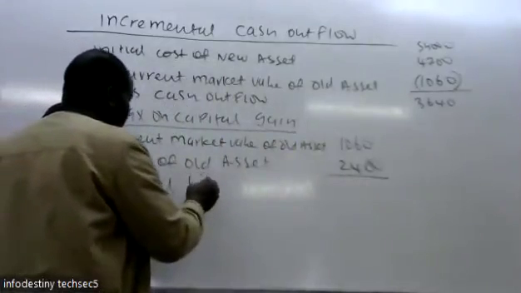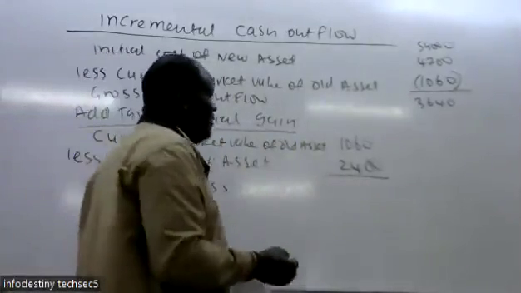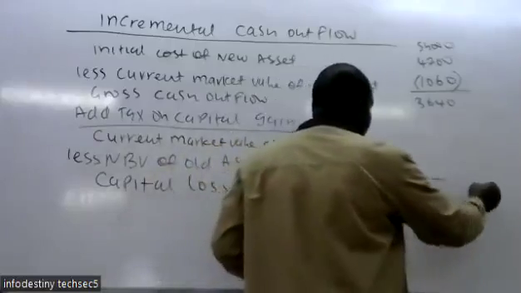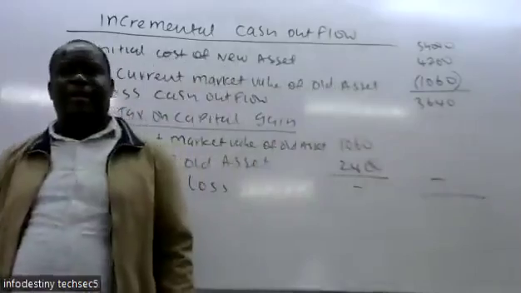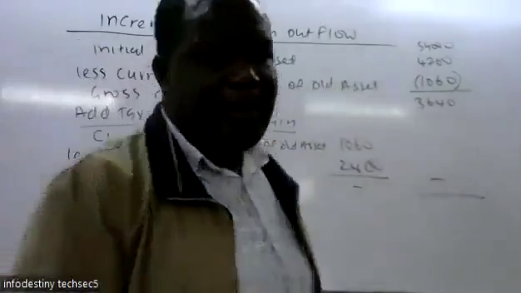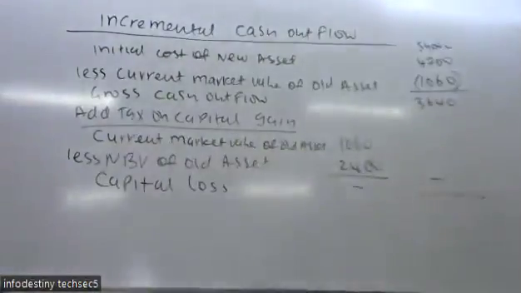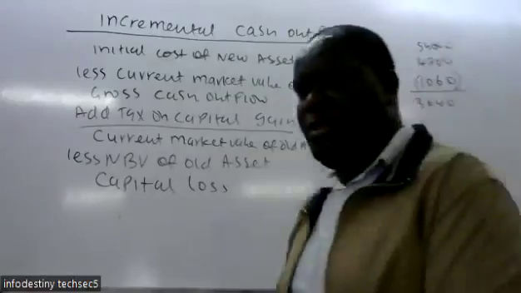So that one will be a capital loss. We ignore the value so that we come up with the incremental cash outflow.